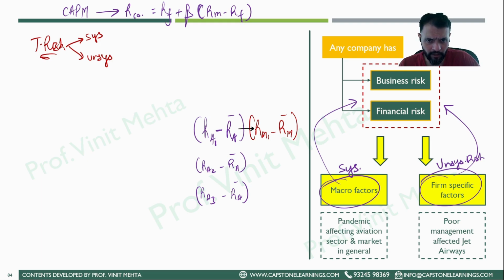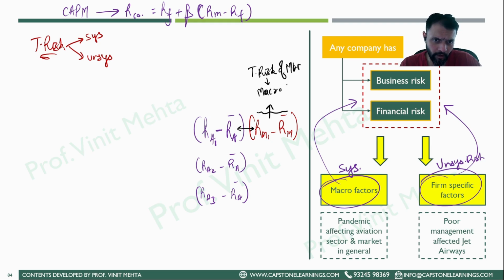Because, can I say the macro factors will affect the market returns in general? Can I say this red or black wavy line which I'm making is the total risk of the market?